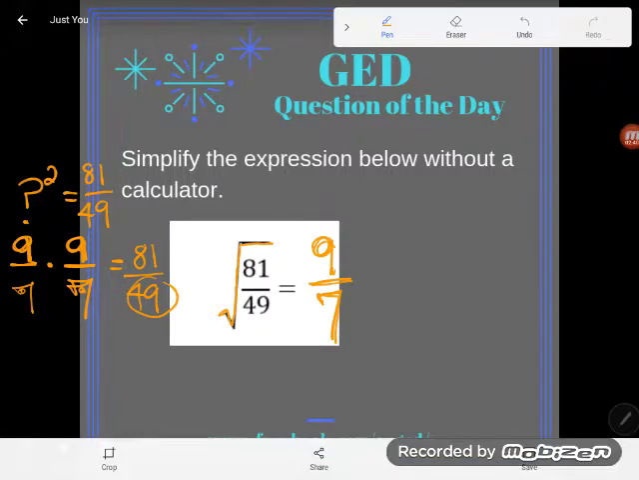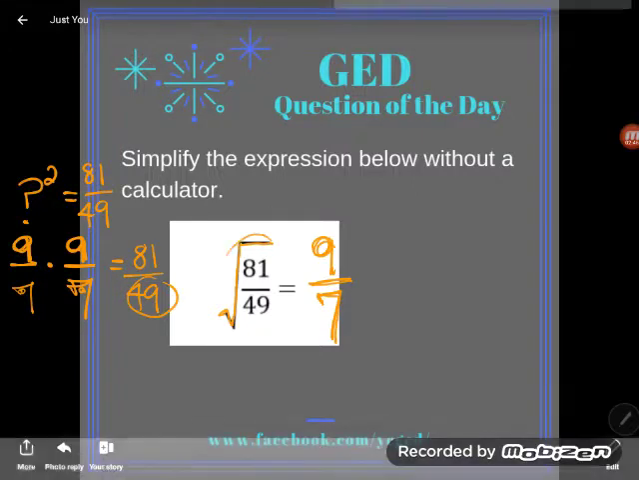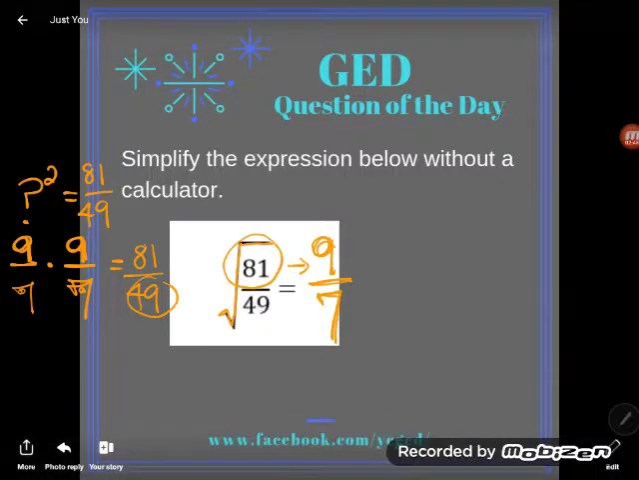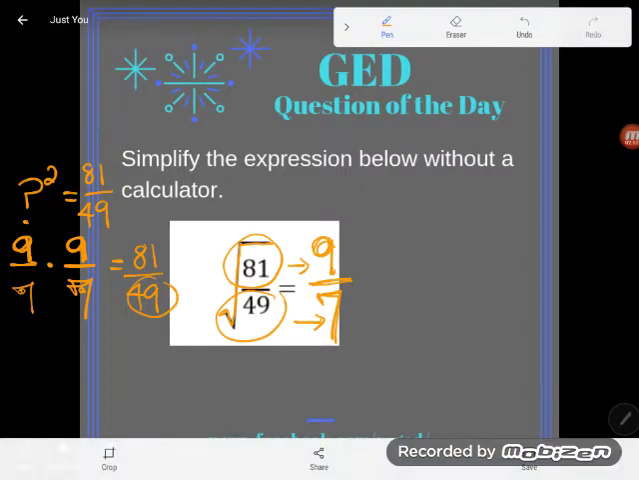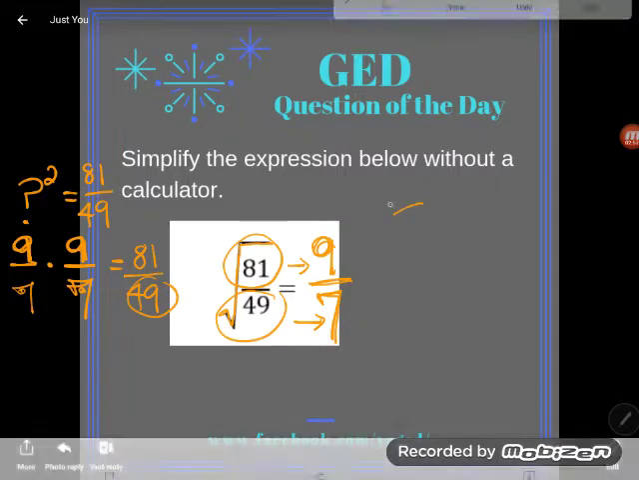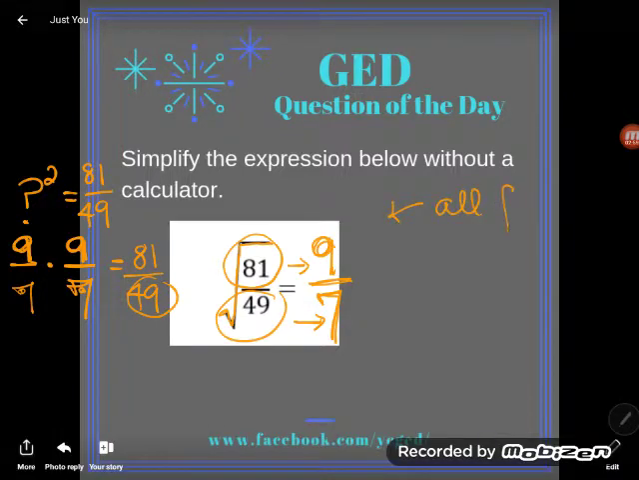So 9 over 7. And for those of you guys who are real slick, you might have just realized that all I basically did was take the square root of the top. Square root of 81 is 9. Square root of the bottom. Square root of 49 is 7. And it is that simple. Now, do realize that all final fraction answers must be reduced.